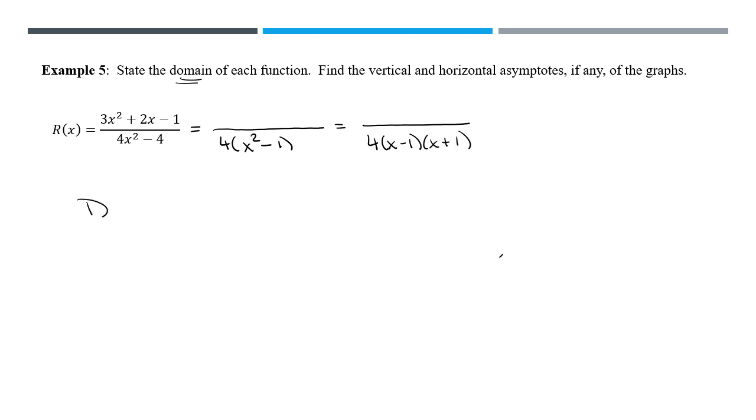Okay, so the domain is all real numbers x, such that x does not equal plus or minus 1. I took a 4 out as opposed to taking out a 4x. If a 4x was factored out, then x could not be 0. Okay, but we didn't take out a 4x, just a 4.